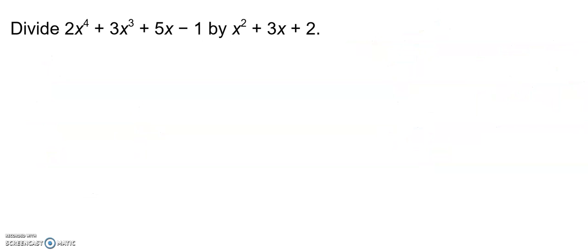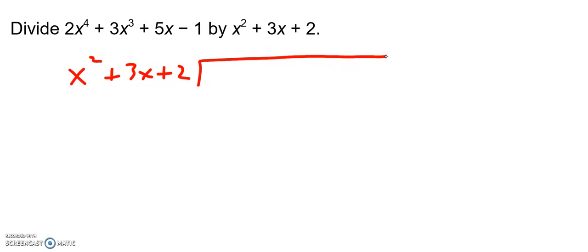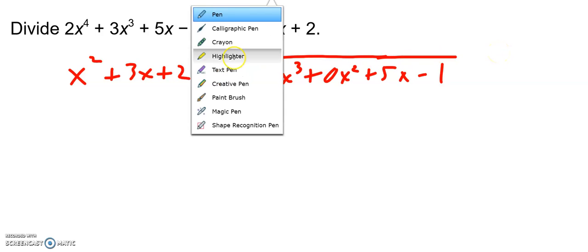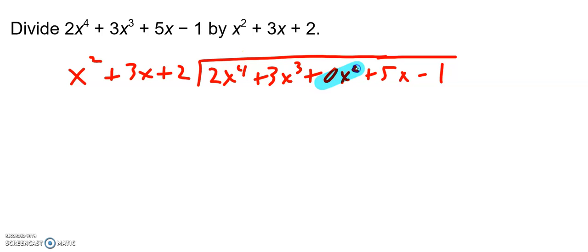Okay, so here I want to divide these two polynomials. The very first thing is the setup. So I'm going to do x squared plus 3x plus 2 divided by 2x to the fourth plus 3x to the third plus 0x squared plus 5x minus 1. Now, you may notice that I put in this 0x squared.